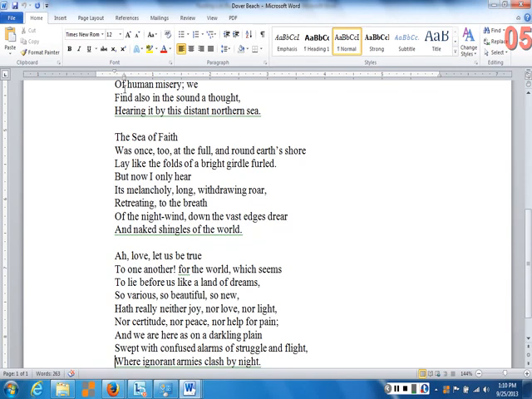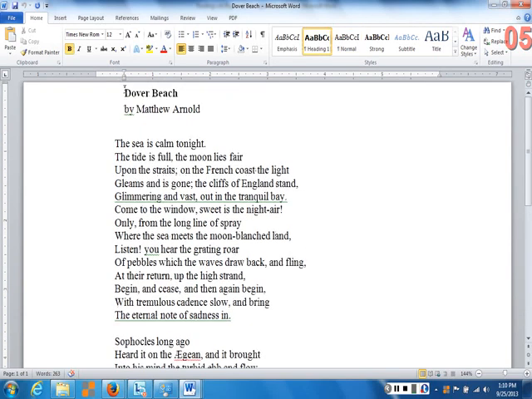So, what about subject then? Could you get any sense of what the speaker here is talking about? Let's go through it. The sea is calm tonight. Line 1. The tide is full. The moon lies fair upon the straits. On the French coast the light gleams and is gone. The cliffs of England stand, glimmering and vast, out in the tranquil bay.